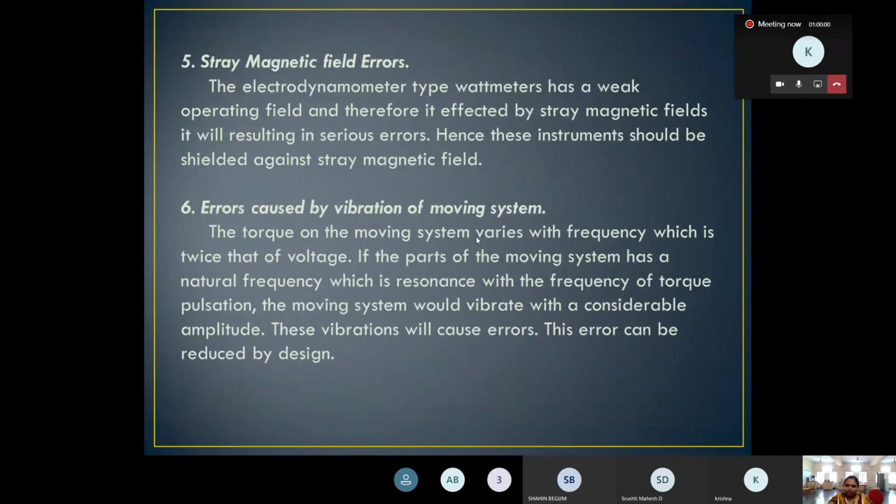Here, the torque on the moving system varies with a frequency which is twice that of the voltage. If the parts of the moving system have a natural frequency which is in resonance with the frequency of torque pulsation, the moving system would vibrate with considerable amplitude. Then this vibration will cause error. This error can be reduced by the design. How are we going to design the moving part? From that we can reduce this. This is a small error, but it should be handled in a proper way.